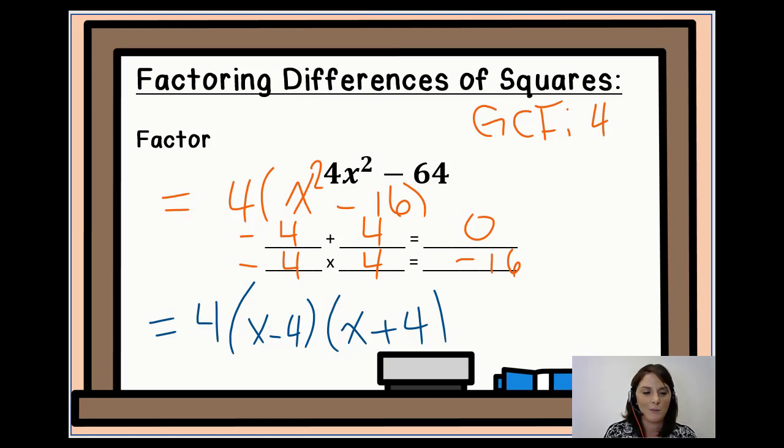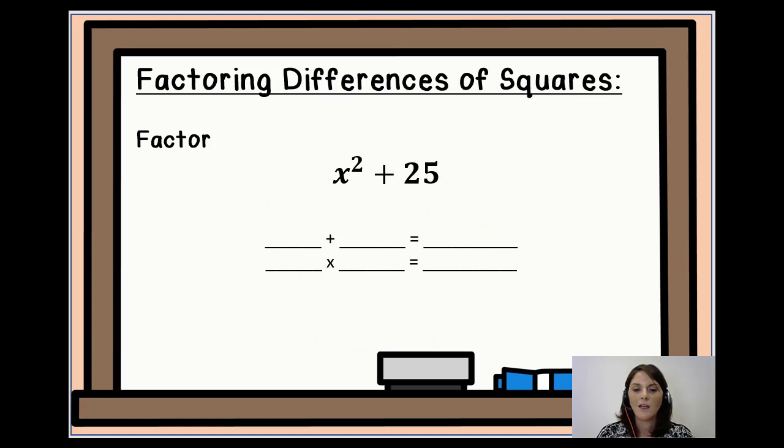Let's look at the next example. The next example is x squared plus 25. We're trying to find two numbers that add to give 0 and multiply to give 25. Go ahead.